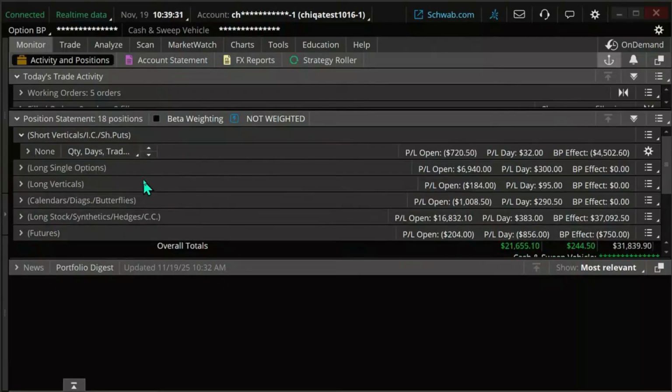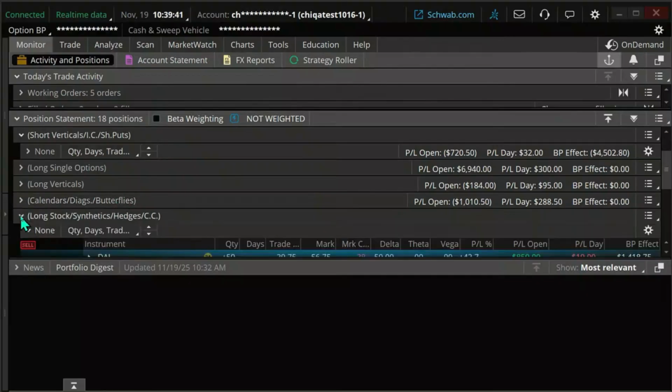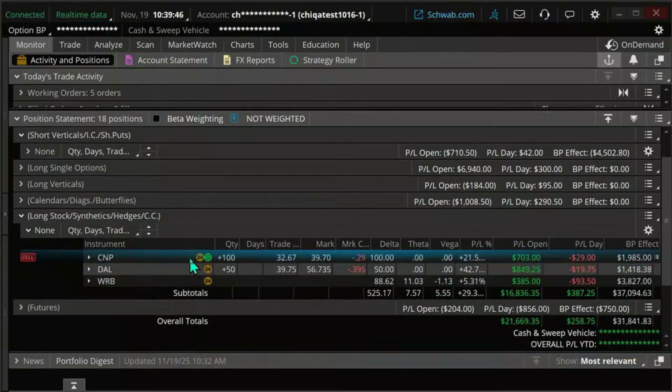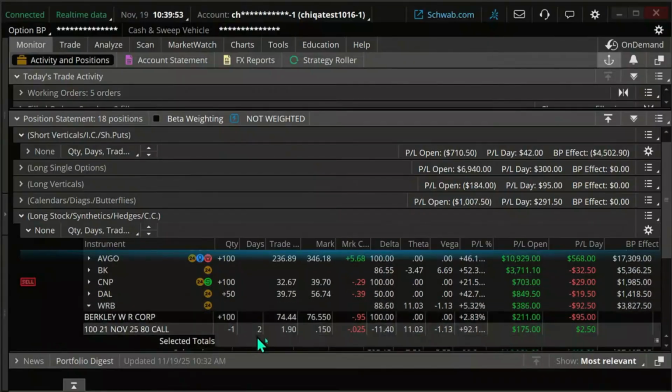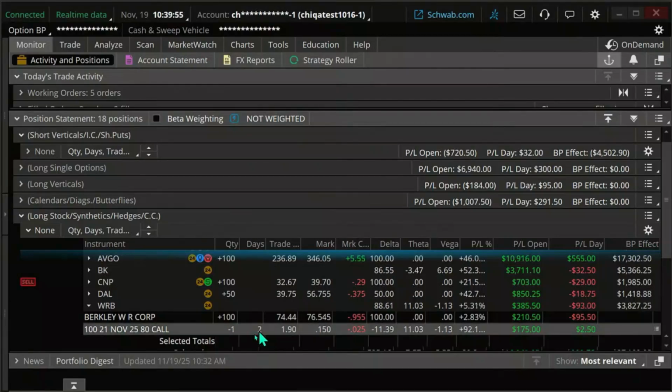So let's move on out of the short vertical category. Let's do a covered call. Let's go to a covered call. I think, if I'm not mistaken, WRB is a covered call. What do we got? Okay, we got a covered call. Again, maybe better to manage a couple weeks ago. This is one that we can roll, though. Often we will roll covered calls.